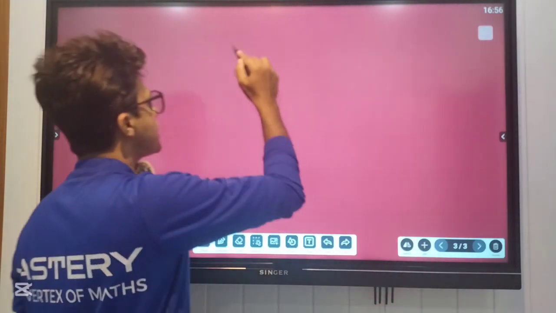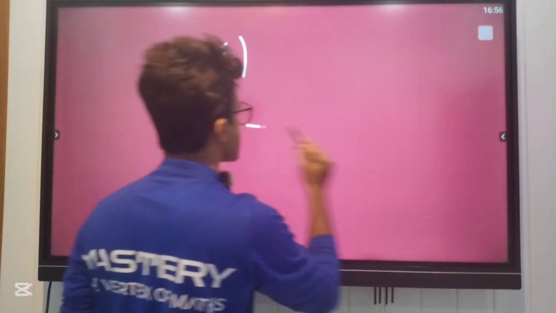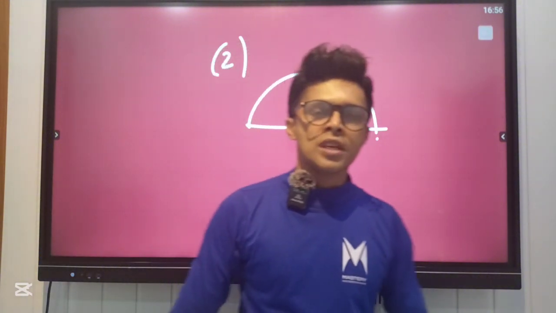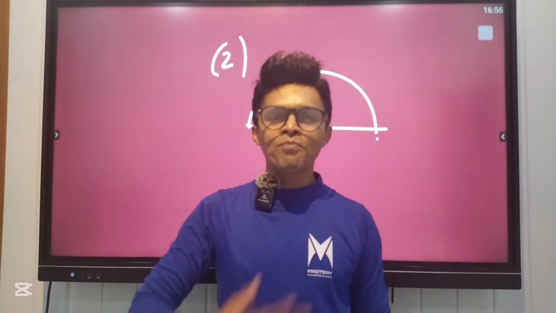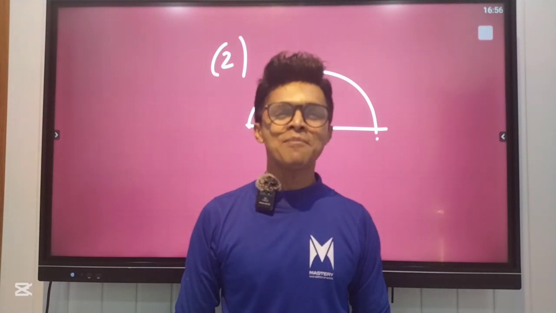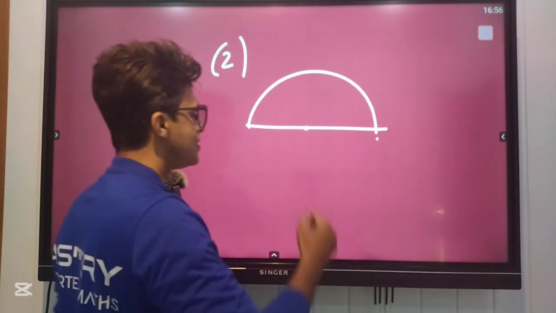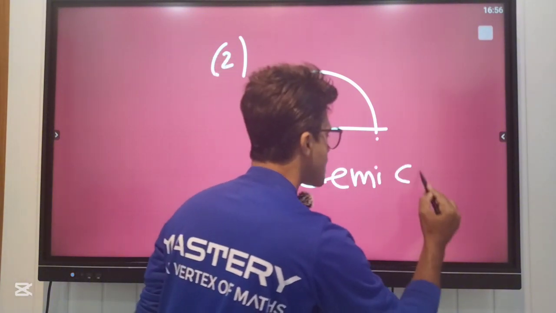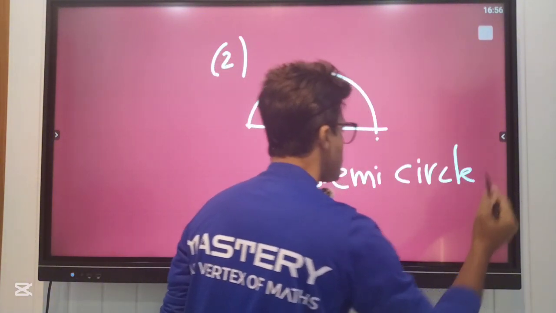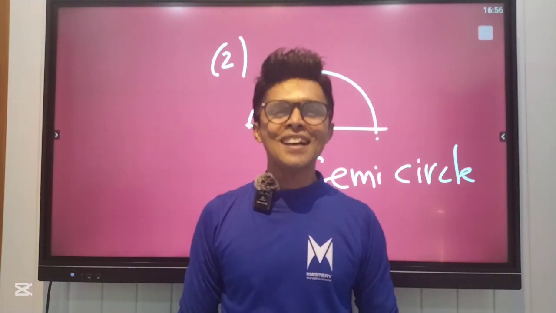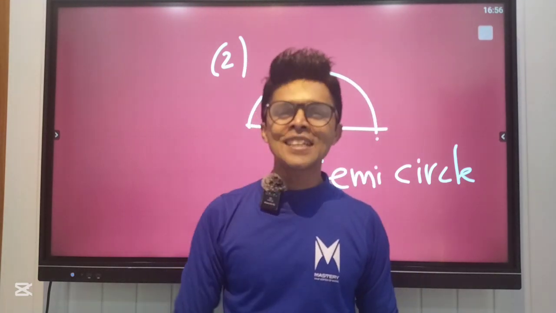I'll teach you the second question. Here is a half of a circle. Do you know the name of this diagram? Yes? What is the name? Semicircle. This is not a circle. Here is a semicircle. We do not say half circle. If you mention half circle, that's wrong. Okay, this is the second question.